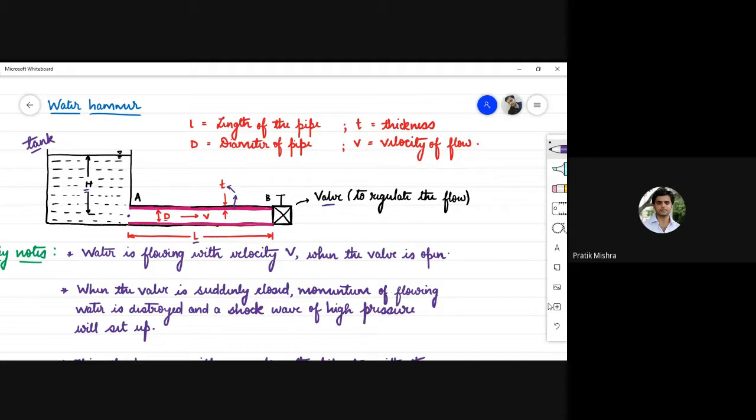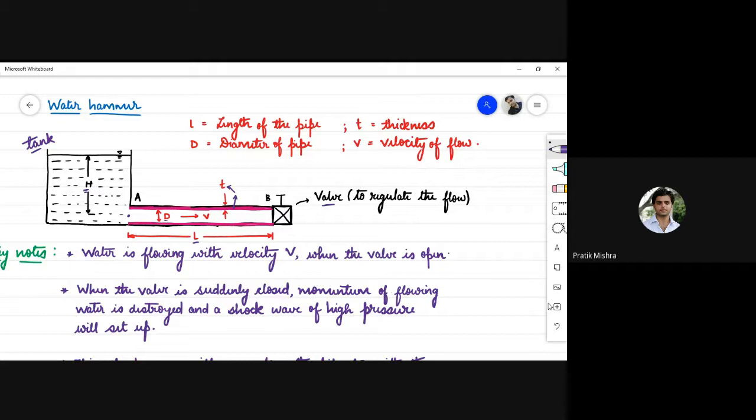You have a tank in which a fluid is filled up to height H. Second, you have a pipe connected to it whose length is capital L, diameter is D and thickness is small t, and V is the average velocity of flow of fluid through it. At the end of this pipe, you have a valve to regulate the flow, which means this valve is used to regulate the discharge or the amount of fluid flowing through this pipe.